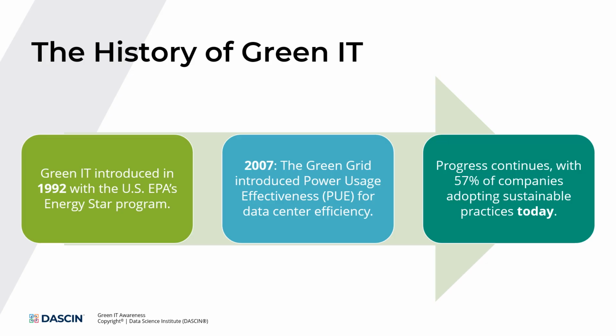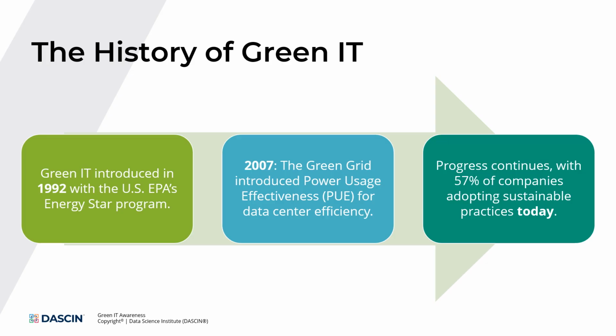15 years later, in 2007, the Green Grid introduced a new way to measure energy efficiency in data centers. Known as power usage effectiveness, this metric helped organizations track how efficiently they were using energy, leading to major improvements in data center operations. Companies now had a clear benchmark to strive for, making energy efficiency a measurable goal rather than just a concept. Since then, businesses worldwide have made steady progress.